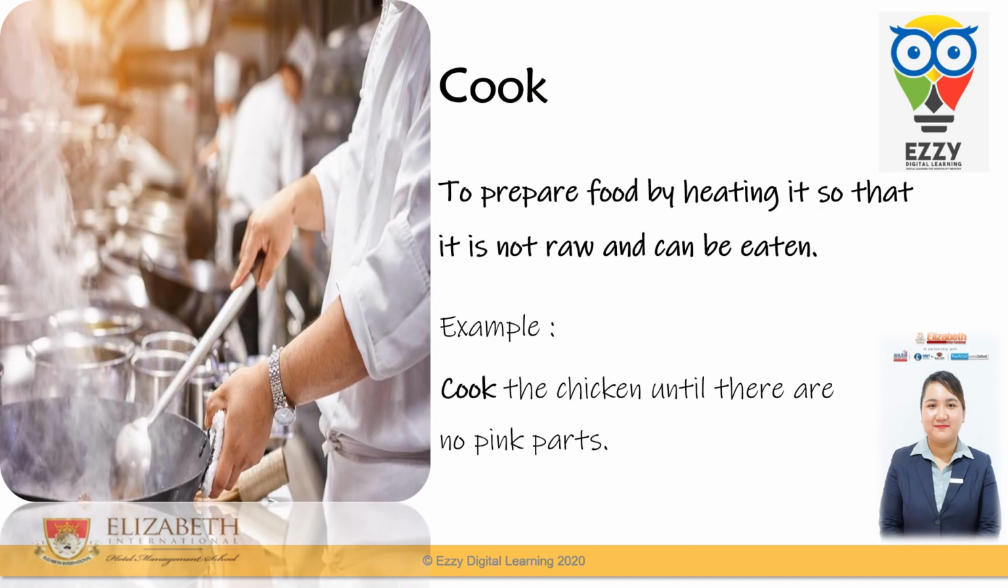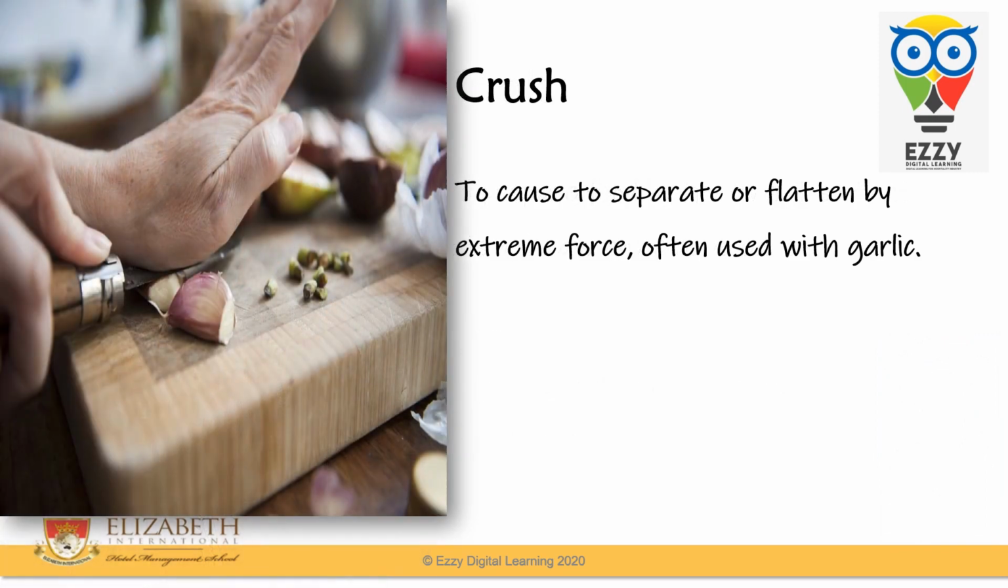Cook is to prepare food by heating it so that it is not raw and can be eaten. For example, cook the chicken until there are no pink parts. Crush is to cause to separate or flatten by extreme force, often used with garlic.